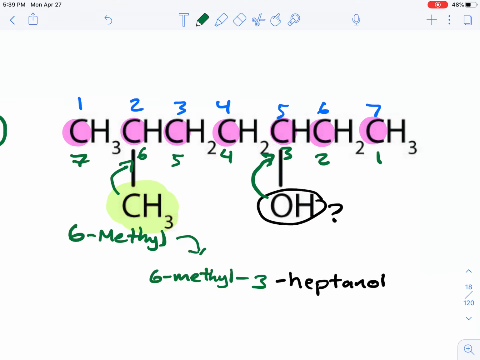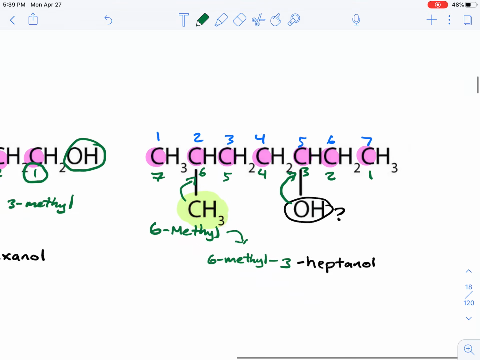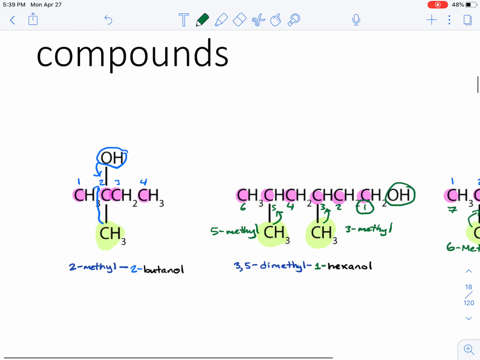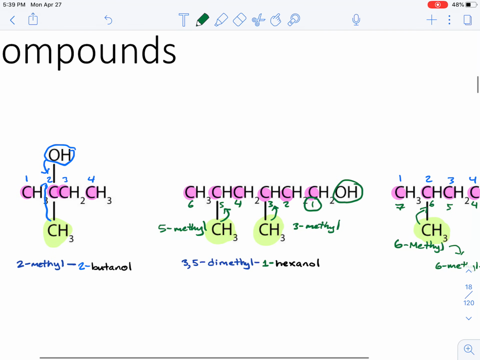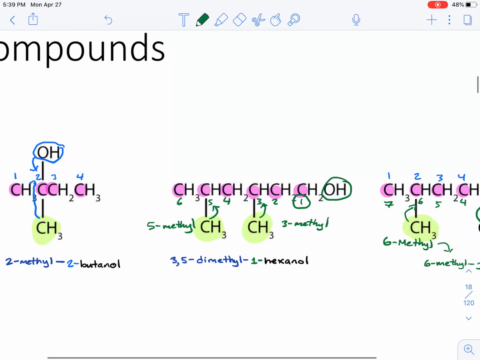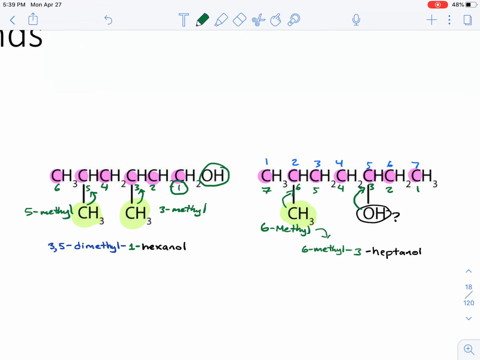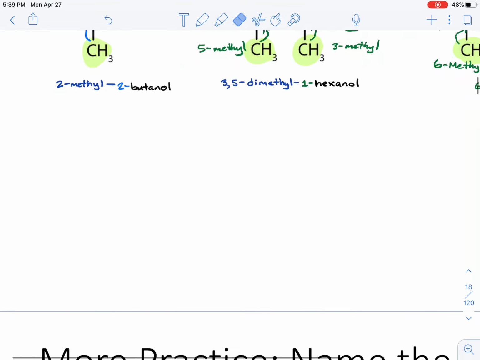Okay. So hopefully after going through these 3 examples, you have a better understanding of how to name these alcohols by looking at these condensed structures. Just for completion, I'm going to erase my numbering system at the top, because as it turns out, that was wrong.